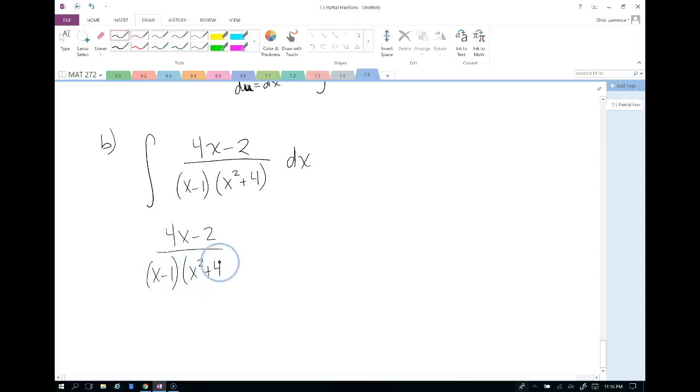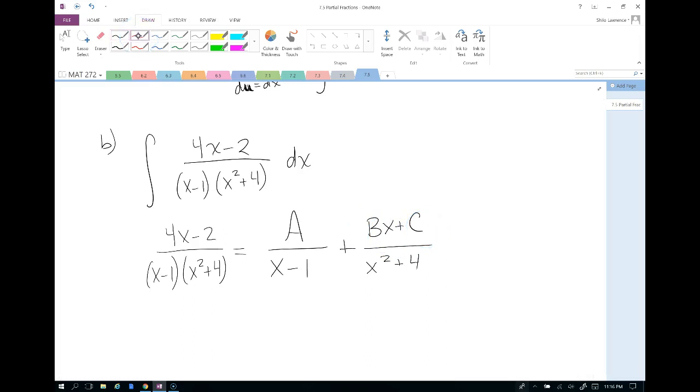Right now, most of the work is just going to be algebra, figuring out how to split up the 4x minus 2 divided by x minus 1 times x squared plus 4. Now these are already factored. We've got one linear factor, and we've got one quadratic factor. So linear factors get constant numerators. Quadratic factors get linear numerators. So that's our basic setup.